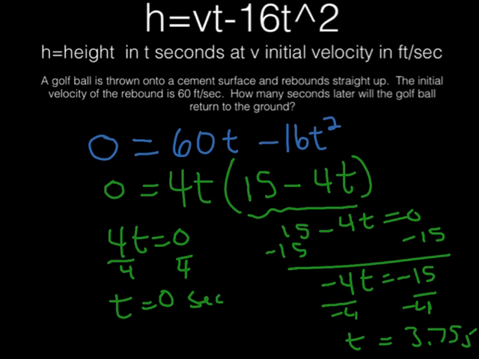Now, both of them make sense if you think about it. Let me draw a really quick drawing here for you. This is a graph of the problem. Here is the golf ball on the ground, going up in the air and coming back down. And so if this is time, it would make sense that at time equals 0 seconds, the golf ball is on the ground.